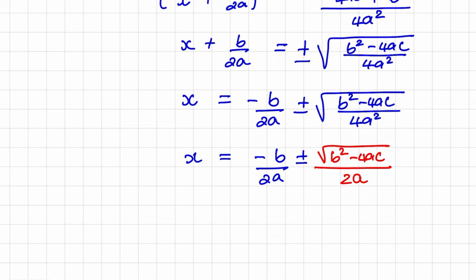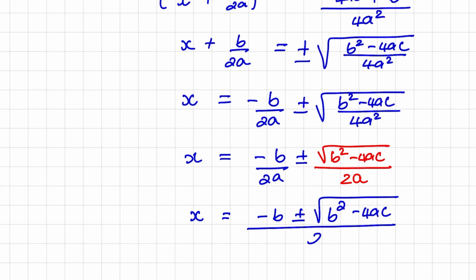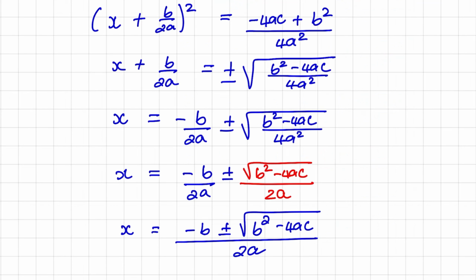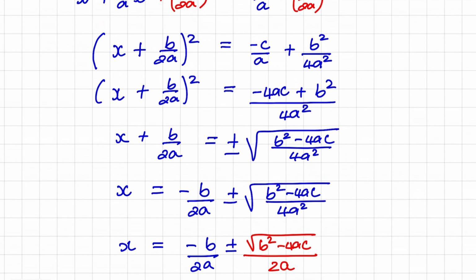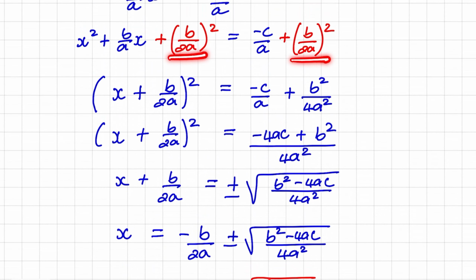And notice that we have two sets of fractions with the same denominator. So I can rewrite that as a single fraction. So I have x equals minus b plus minus the square root of b squared minus 4ac over our common denominator of 2a. And that is where the quadratic formula comes from. It's simply an application of completing the square.